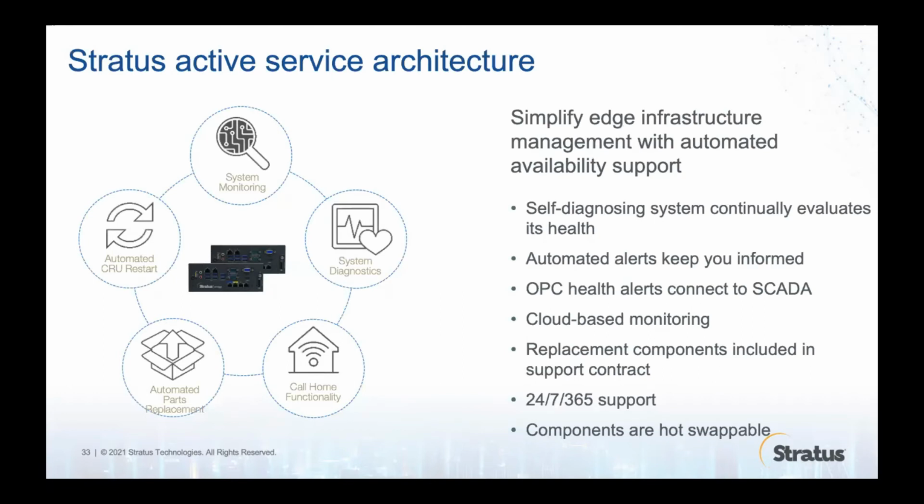Right, so from a Stratus ActiveService architecture, we do the system monitoring, and we do the system diagnostics, so we can run the diagnostic on it. It has the call home functionality and automated part replacement. So if we pick up that there's something faulty, we will automatically send a new part to the customer. That's part of the service level agreement that the customer has in place on a yearly basis. As long as he has that recurring service in place, we will take care of the hardware and automatically replace the faulty unit if need be.